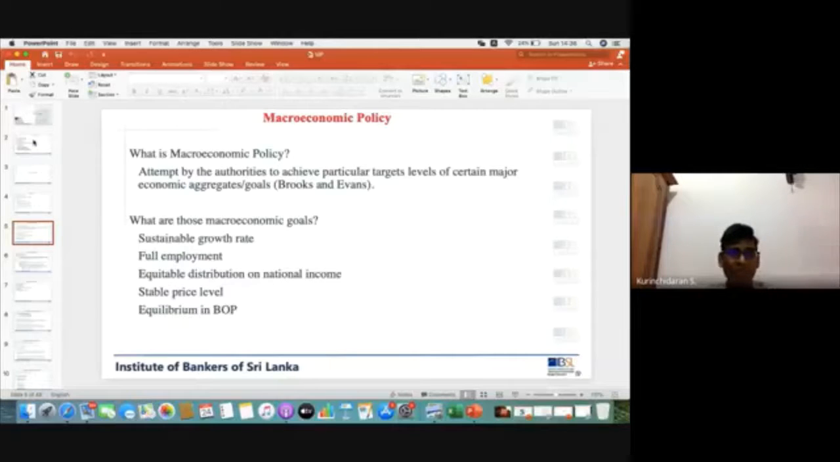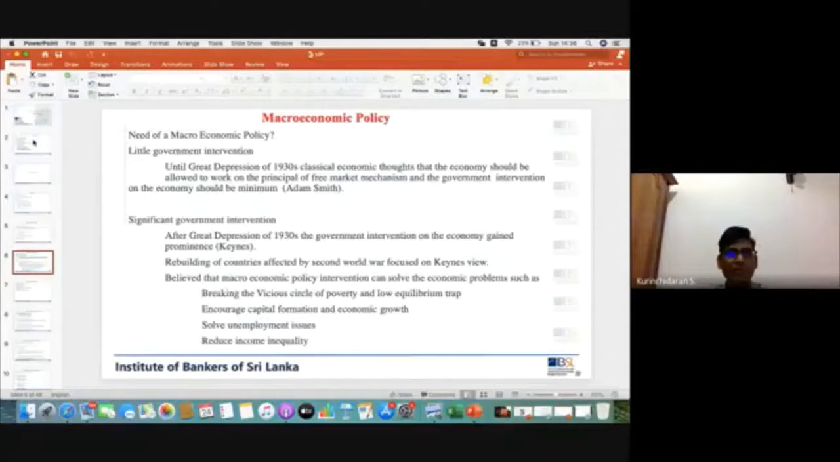Maybe a sustainable growth rate, it's a broader perspective I'm talking about. Or full employment, or equitable distribution of national income. Maybe a stable price level or equilibrium in the balance of payments. These are macroeconomic goals. Now, do you need a macroeconomic policy? That's a big question.